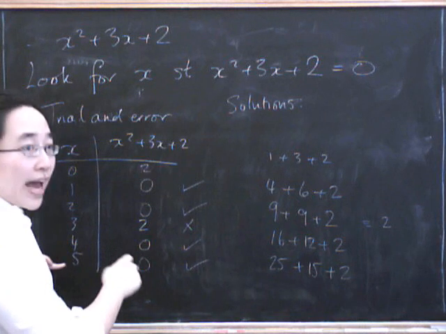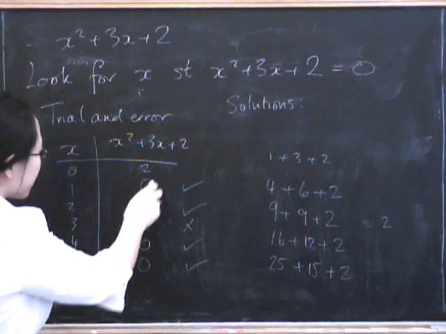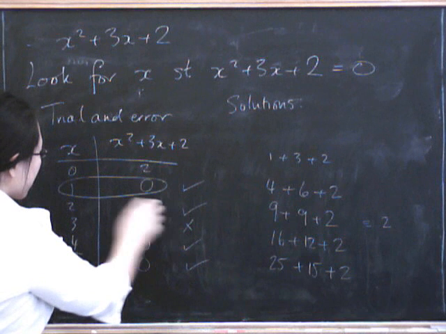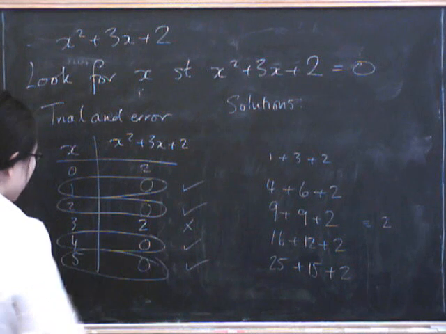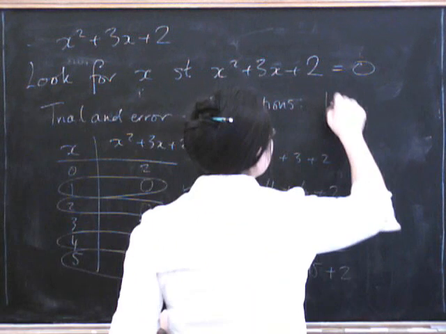So look, the solutions are all the values of x such that when we plugged them in we got 0. So that's this one, this one, this one, and this one. 1, 2, 4, and 5.